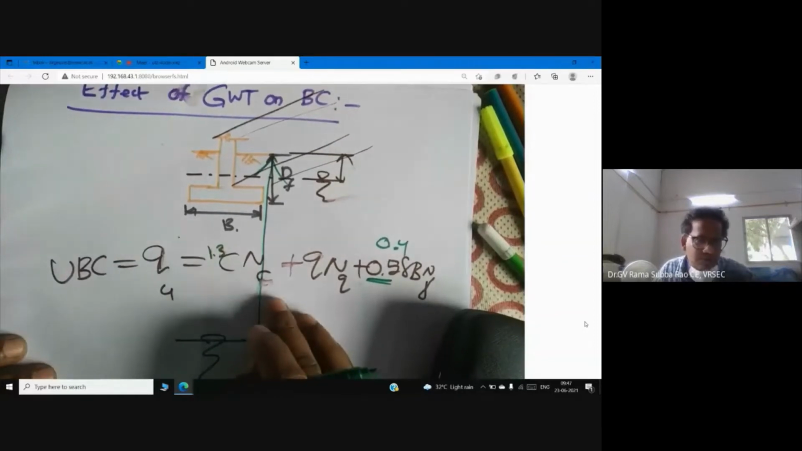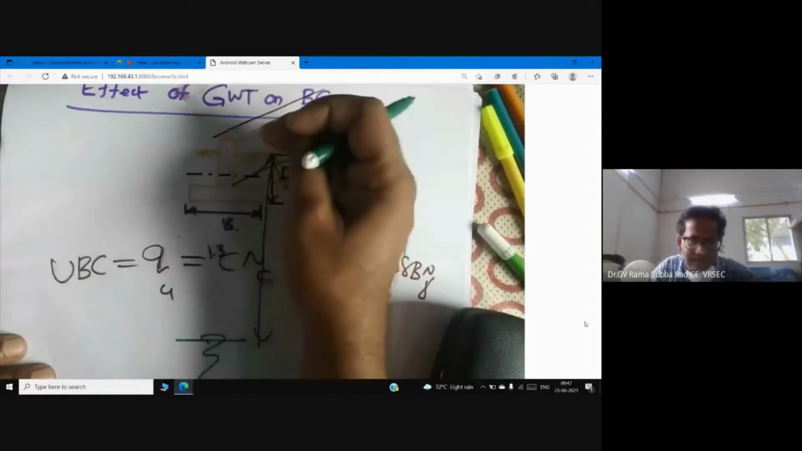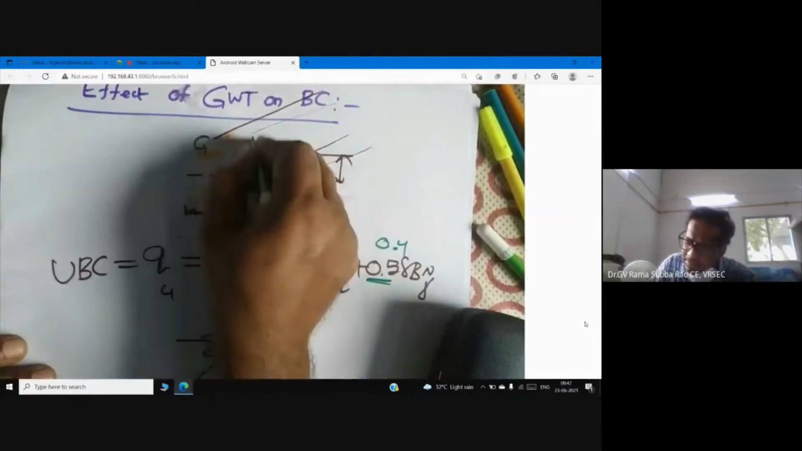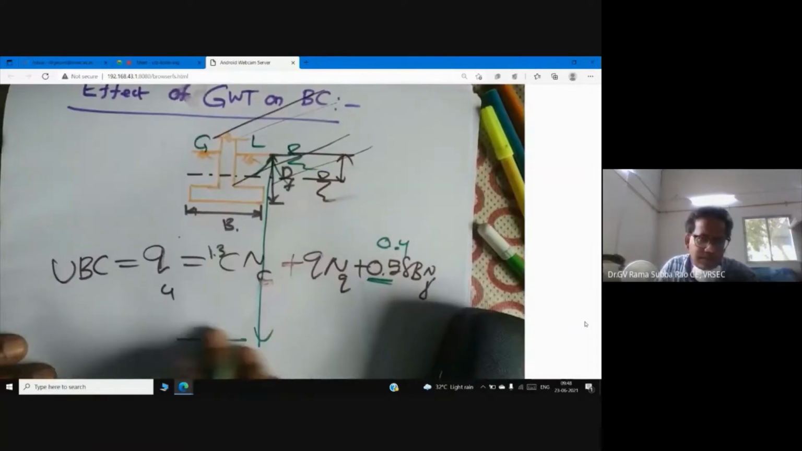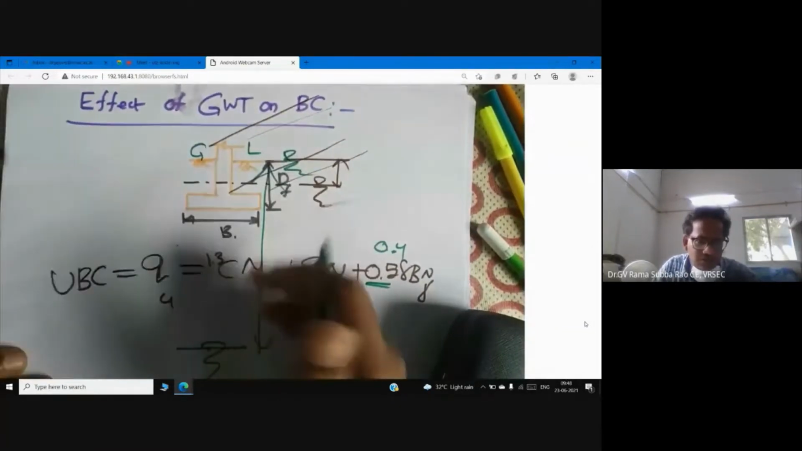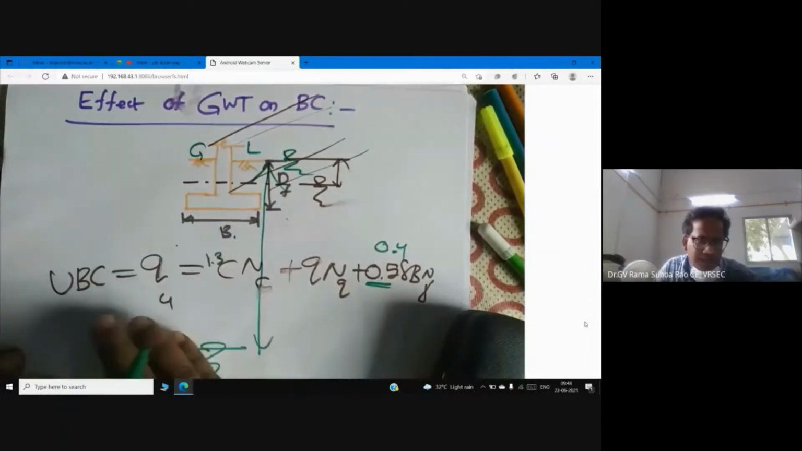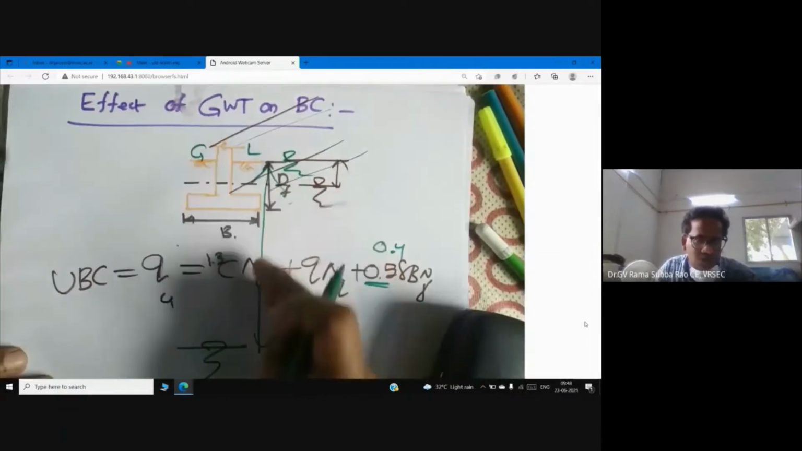Monsoon means during the rainy season, the water table is rising, rising, rising. Sometimes it touches the ground level also. So this is a typical situation. So the groundwater table is fluctuating. So how is the fate of ultimate bearing capacity decided by the groundwater table?